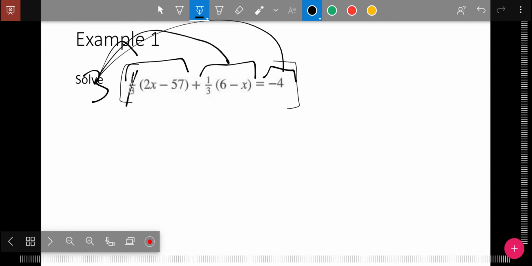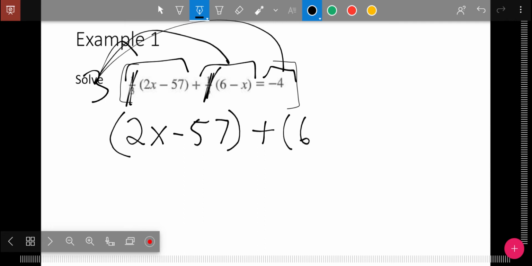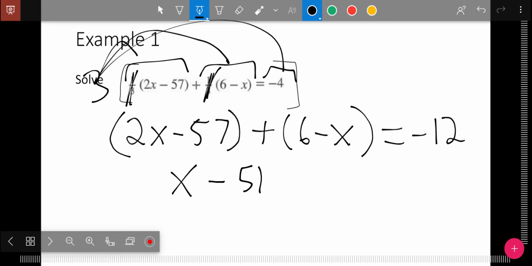On the first two, the 3 cancels out the 1/3, and so you just have 2x minus 57 plus 6 minus x equals, and on the far side, 3 times negative 4 is negative 12. Fractions gone, problem easier. There's nothing to do inside the parentheses, so the parentheses don't really matter at this point. Let's combine like terms. 2x minus 1x is just 1x. Negative 57 plus 6 is negative 51. I add 51 to both sides, and I get positive 39. And so that's my answer.